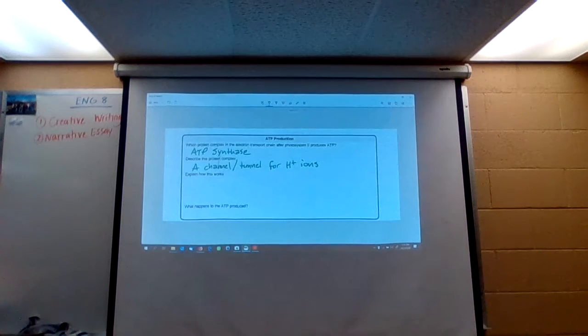That energy of motion, that rushing, is a form of energy. Movement is a form of energy. So it creates, because the hydrogen wants to balance out again, it's going to rush out of the thylakoid. Okay?